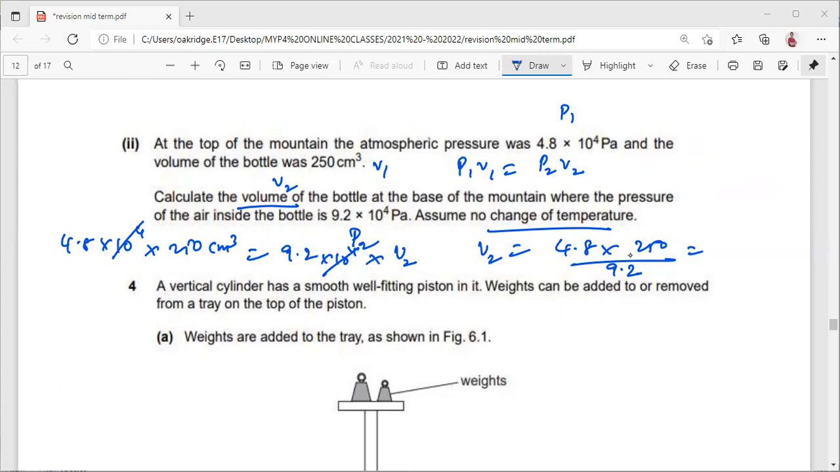Into 250 divided by 9.2, which will be 130.4. 130.4 meter cube. See, the volume of it is going to be so much.